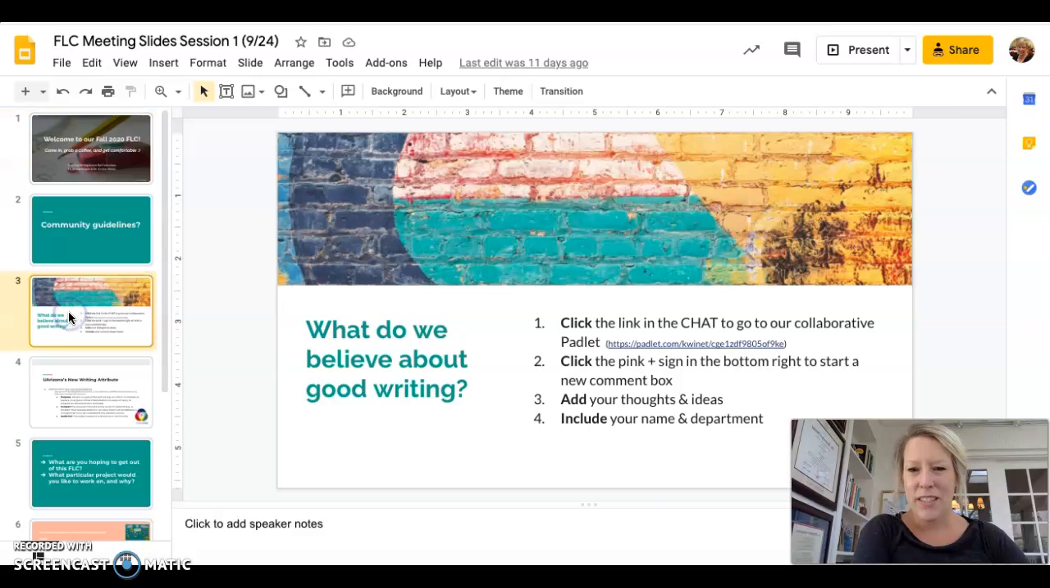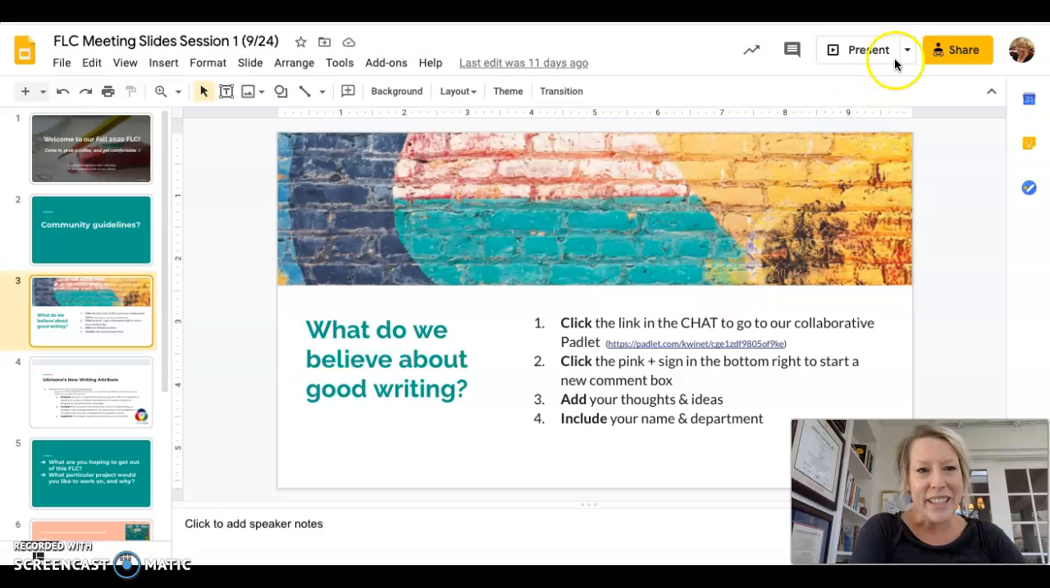And if we go to the third slide here, what we did was we asked our participants to think for a few minutes about what they believe about good writing. So you can pose any kind of question, what do you believe about X? We took this from NPR's I Believe series. It's a good prompt for students and faculty and future faculty to think about their beliefs and assumptions about a topic. So what we had them do was click the link in the chat in our Zoom to go to our collaborative Padlet, which I'll show you in a second. And then we asked them to click the pink sign in the bottom right to start a new comment box, add their thoughts and ideas, and include their name and department.